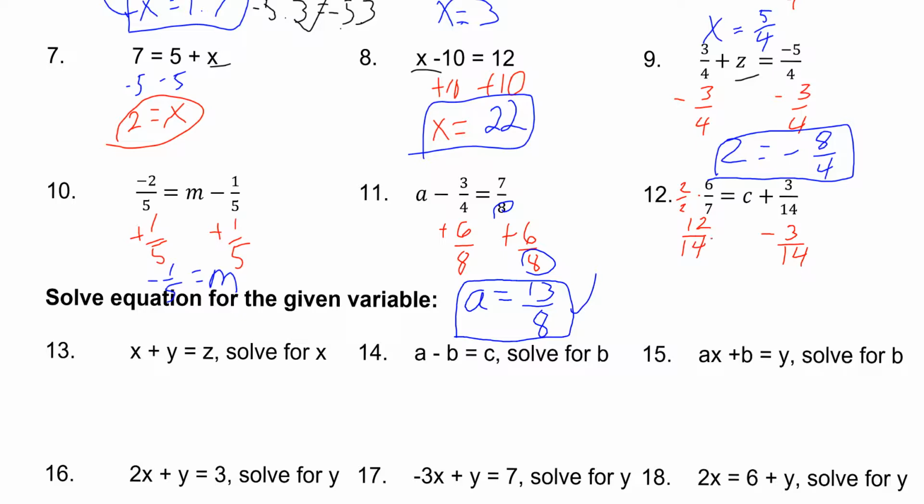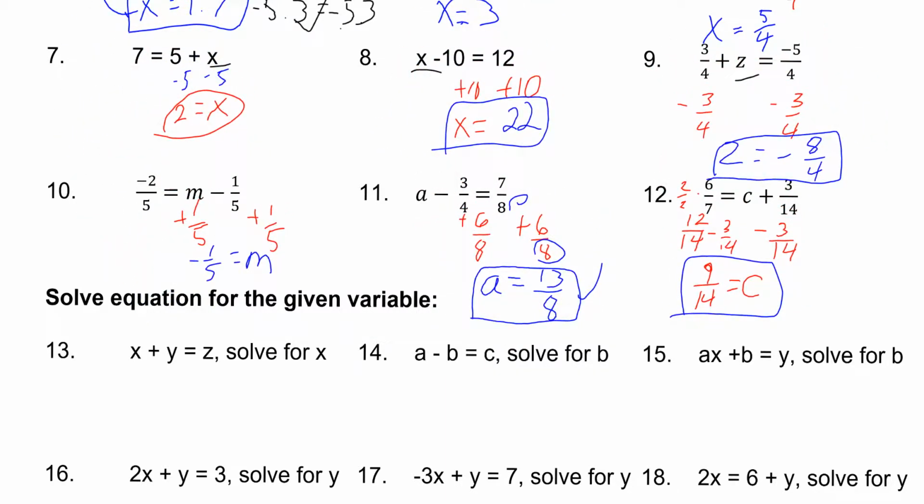So 12/14 minus 3/14. 12 minus 3 is 9. So I'm left with 9/14 equaling C. So my answer is 9/14. And it's that simple. Alright?